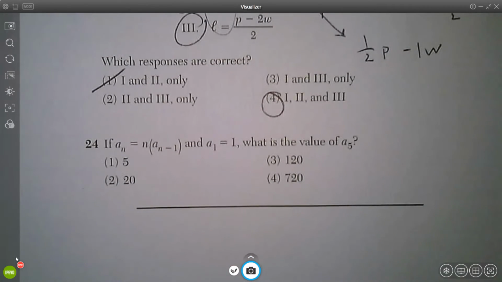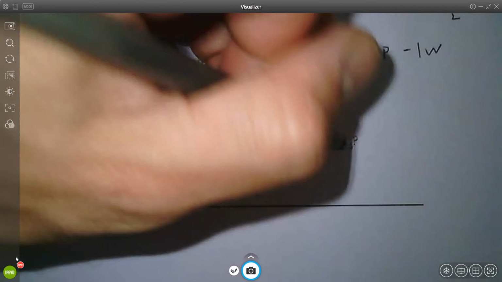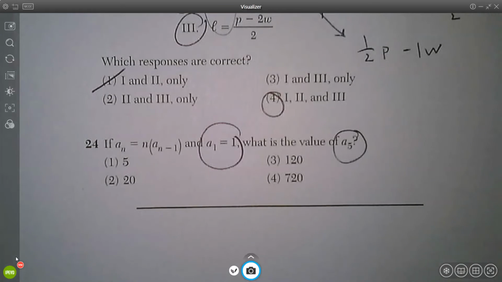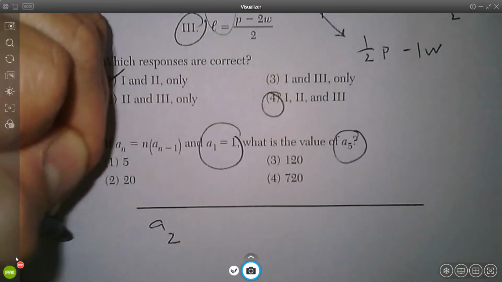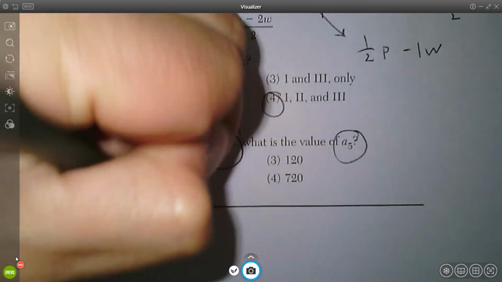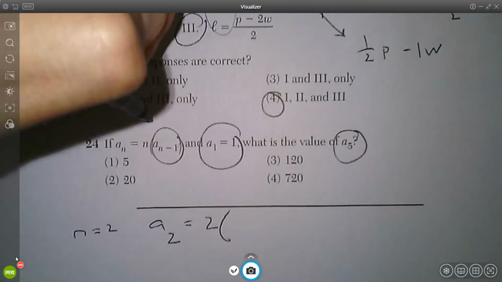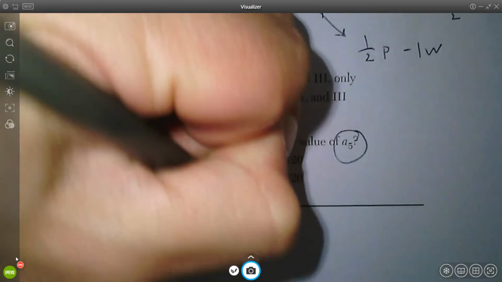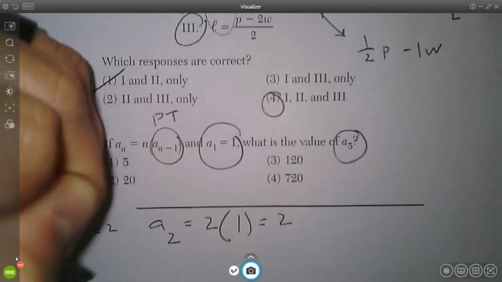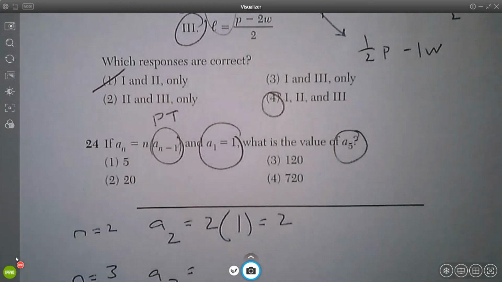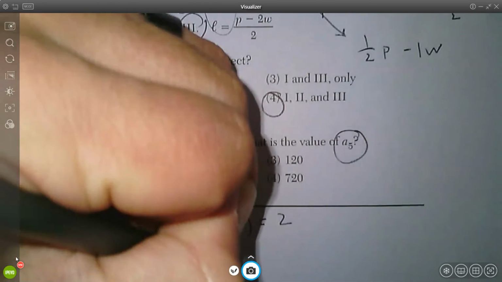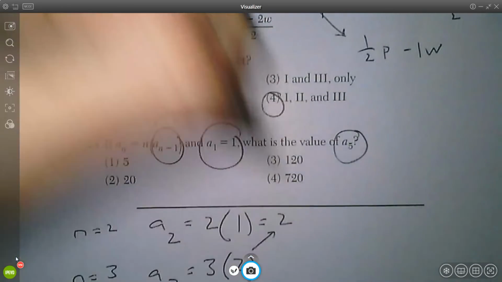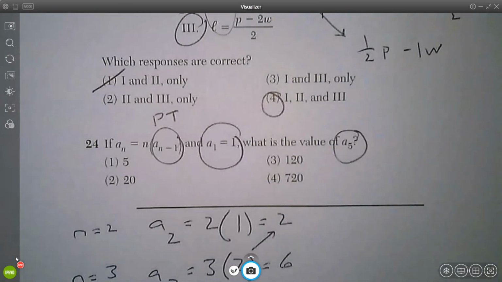The last one. This is a really difficult question in my opinion. The first term of the sequence is 1, and you need to find the 5th term or the 5th number of the sequence. So to represent the second one, A2, that means n is 2. So this is 2 times, this means previous term. Well, the previous term is 1. 2 times 1 is 2. Now, to find the third term, n is 3. So 3 times the previous term, which is 2, is 6.